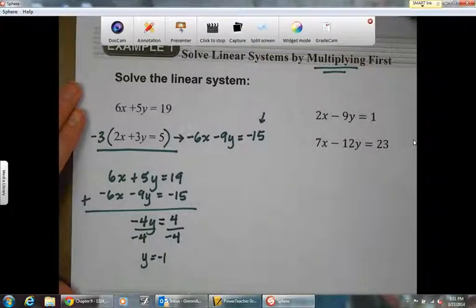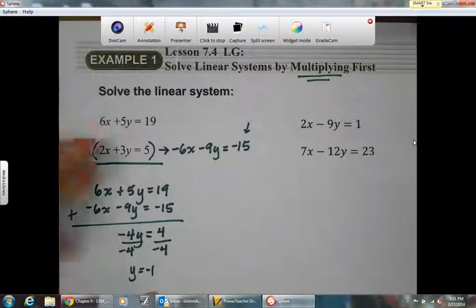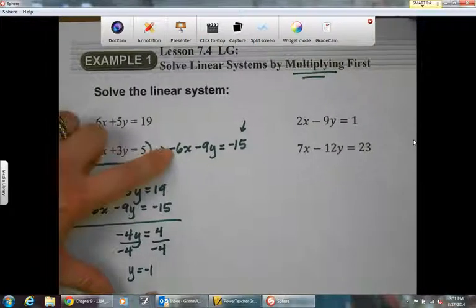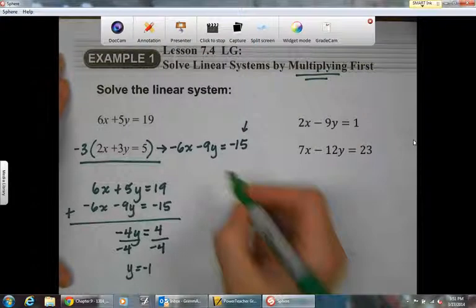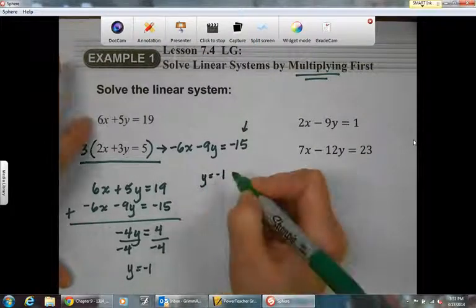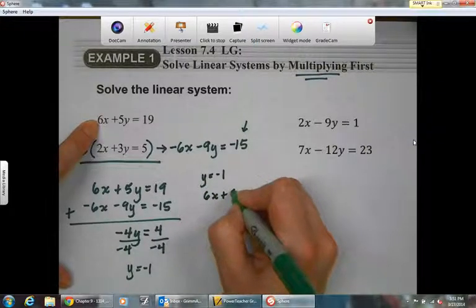Alright, then I'm going to take my negative 1, and I'm going to plug it back into any of my equations, either this one, or this one. It doesn't really matter here what I go ahead and plug that back into. So I've got y is negative 1. I'm just going to choose the first one. So 6x plus 5 times negative 1 equals 19.